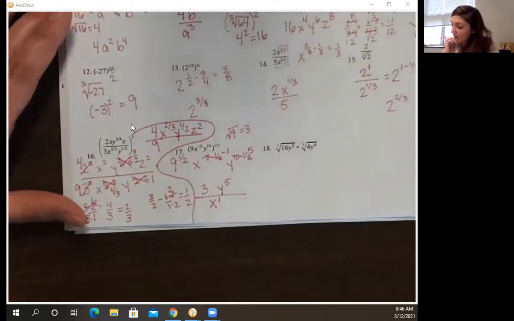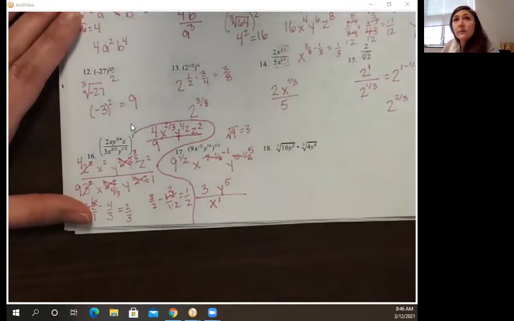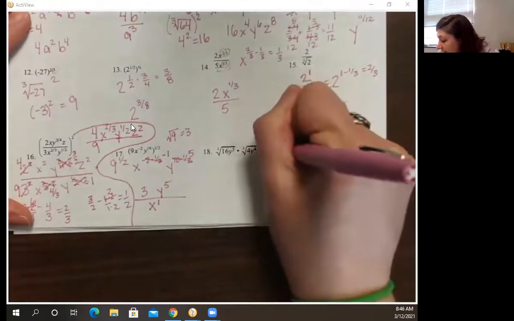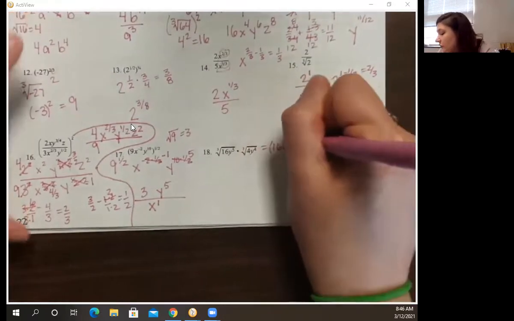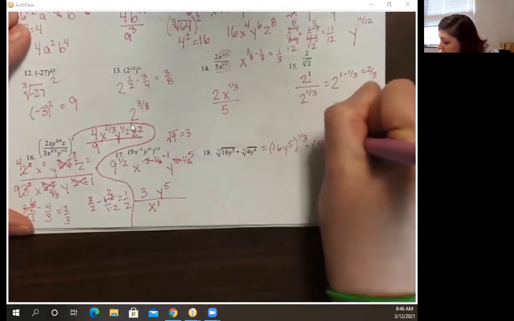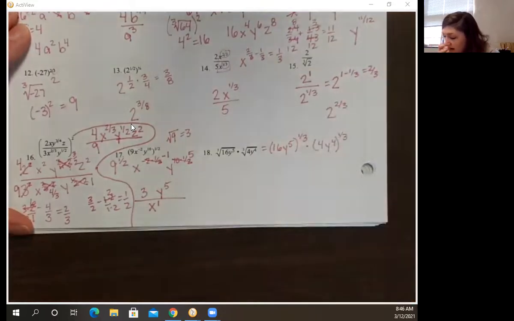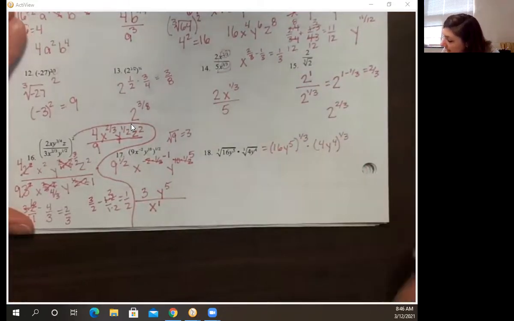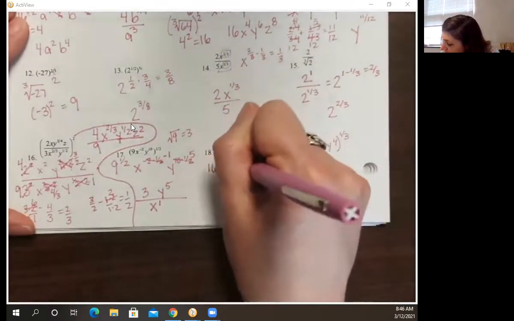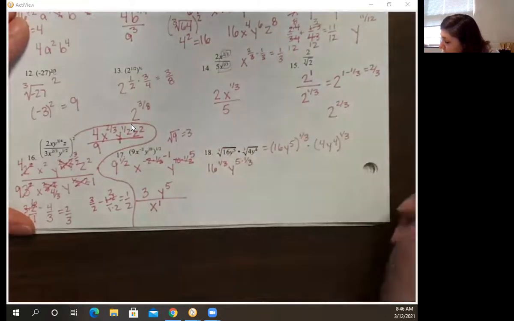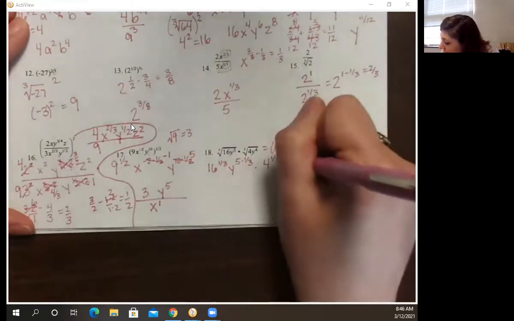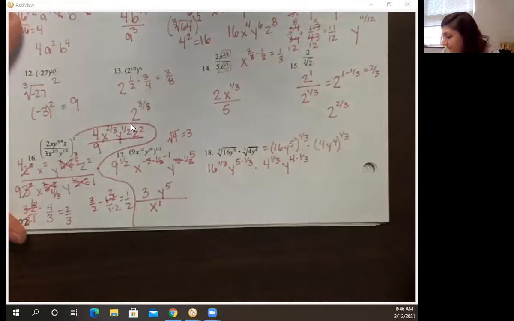For our last problem here, I've got things written in square root form. I'm going to go ahead and rewrite them in exponential form. So this would be 16y to the 5th to the 1/3 power times 4y to the 4th, also to the 1/3 power. So I'm going to distribute through that exponent. This would be 16 to the 1/3 power, y to the 5 times 1/3, times 4 to the 1/3, y to the 4 times 1/3.